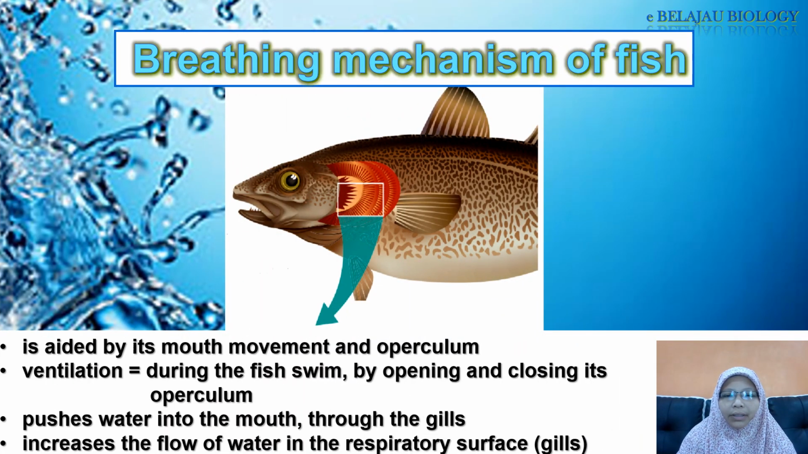Next, the breathing mechanism of fish is aided by its mouth movement and operculum. Ventilation takes place as the fish swims, by opening and closing its operculum. This will push water into the mouth through the gills. Ventilation increases the flow of water over the respiratory surface, that is gills.